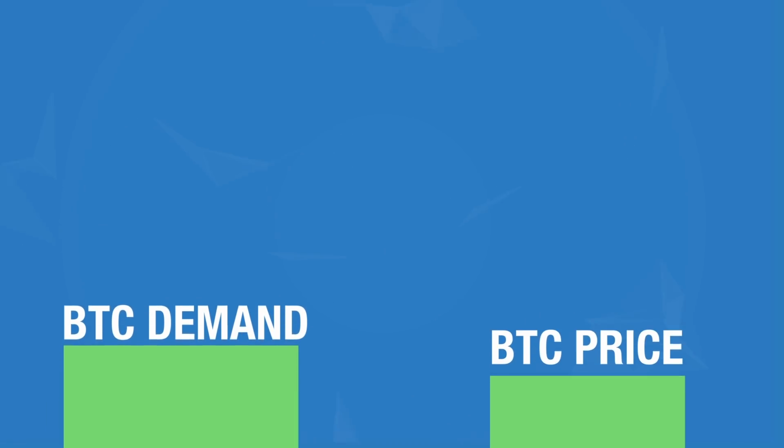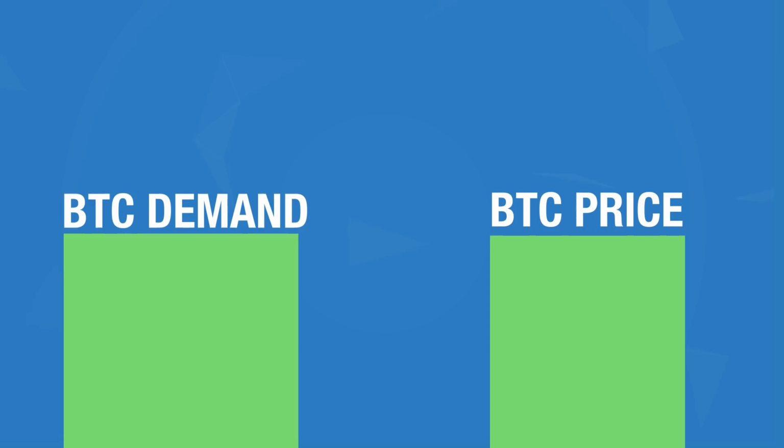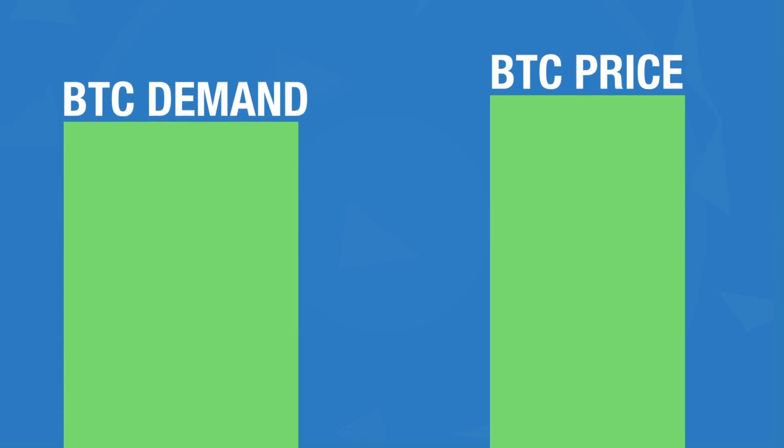So if demand remains steady or increases for the fixed, scarce supply of Bitcoin, the price of Bitcoin will experience positive long-term effects. And after the halving in May, the supply of Bitcoin will become even more scarce. So let's look at what happened after previous Bitcoin halvings.